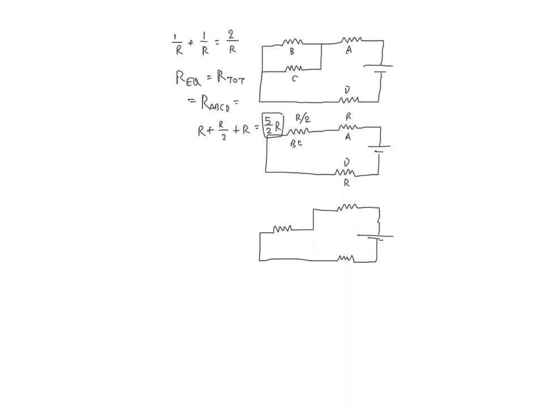So the new circuit looks like this, which is just three resistors in series. So it's exactly the same as this, except now all three resistors have a value of R, whereas on this one, that middle resistor was R over 2. So if we just label this as R, R, and R, and just add them together, the equivalent resistance of this circuit is just going to be 3R.